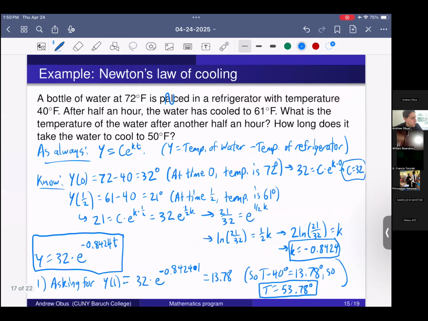So after half an hour, it's at 61 degrees. After a full hour, it's at 53.78 degrees. And to get all the way down to 50 degrees requires a little bit more time, 1.38 hours. So that's about an hour and 23 minutes or so.